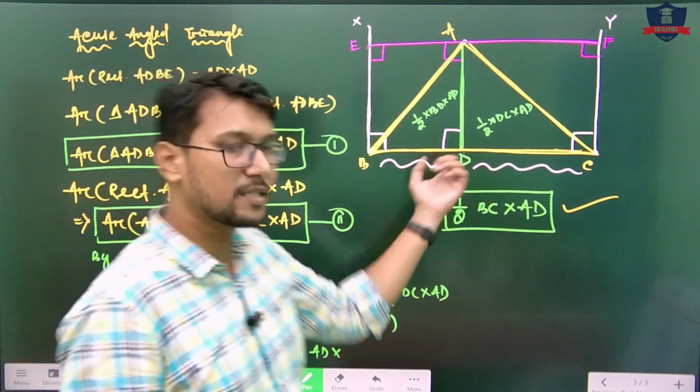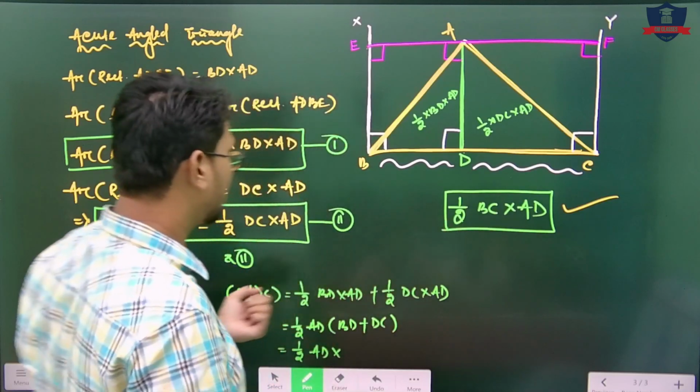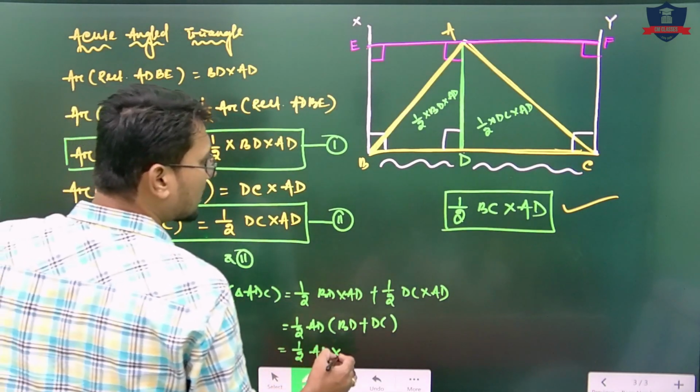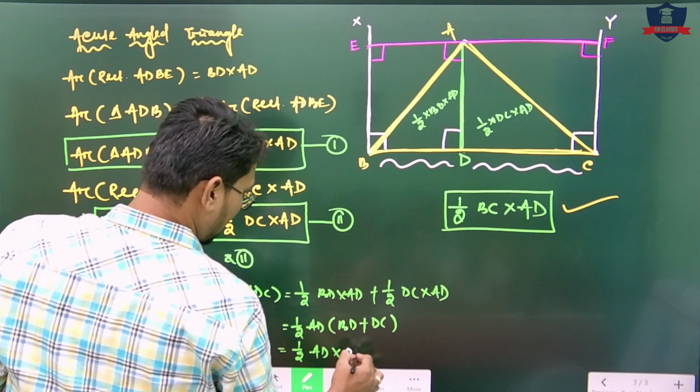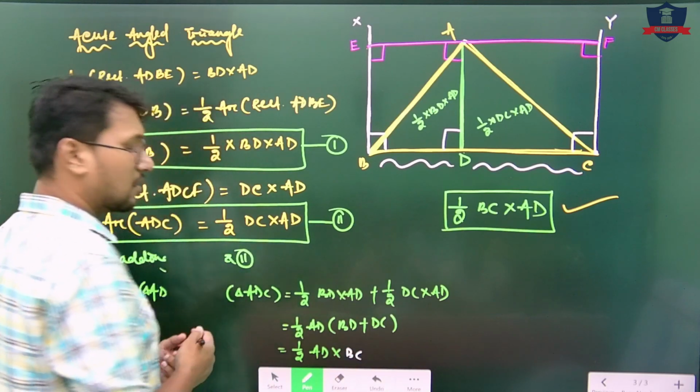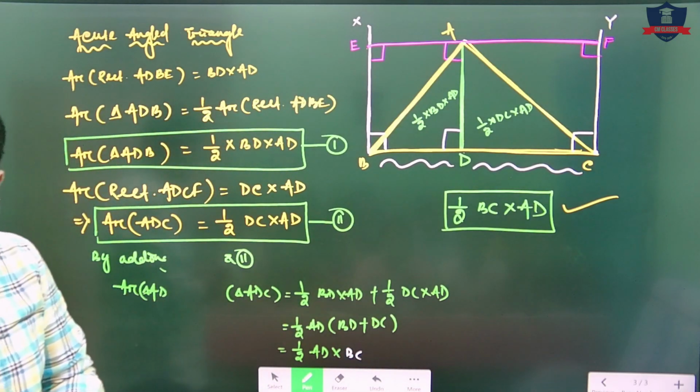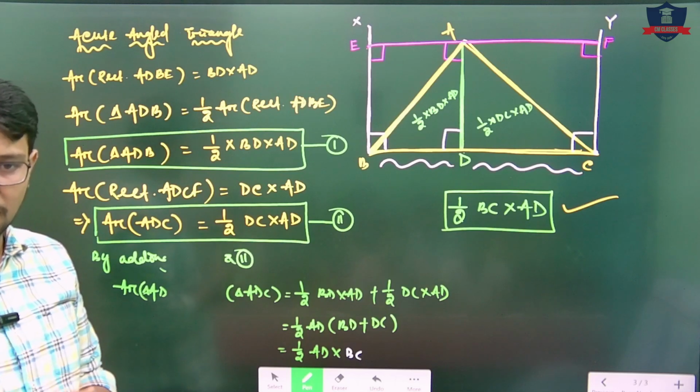BD plus DC. BD plus DC is how much? BC. Is that clear, everyone? Yes. Clear? समझ में आया everyone?